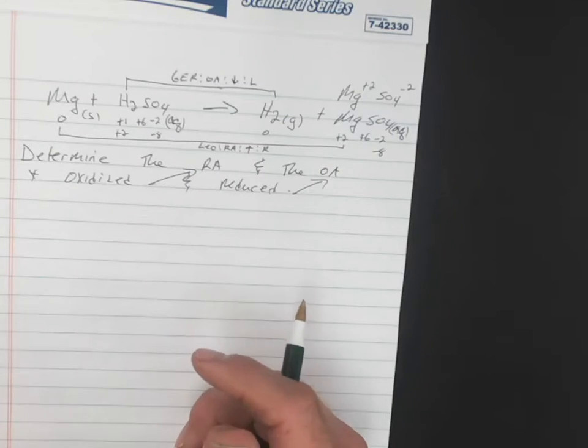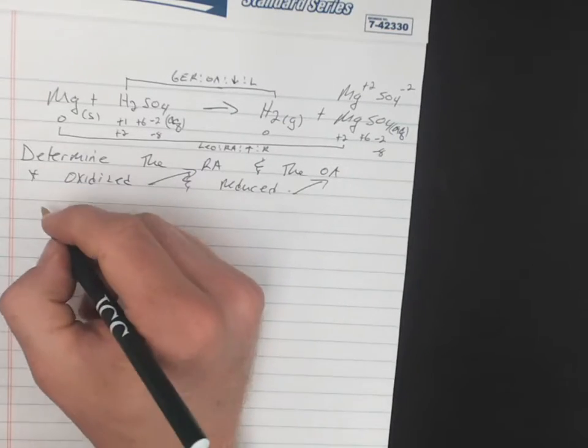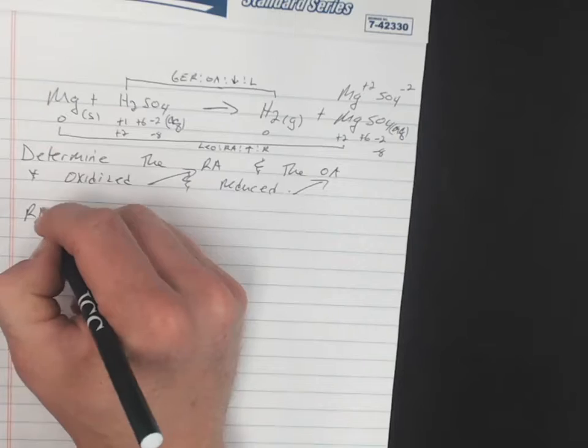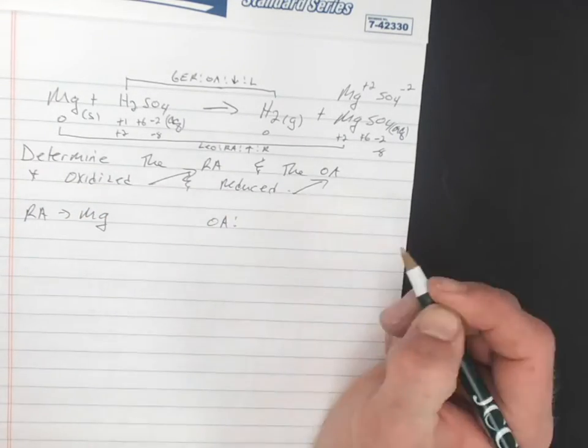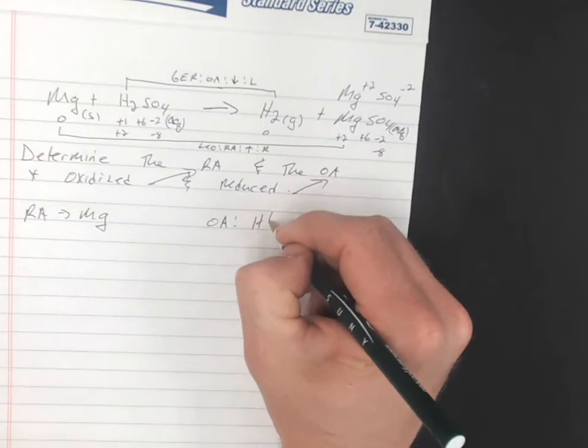Now, can someone tell me what is the RA? The RA is certainly the Mg, and be careful with the OA. The OA is the H+.